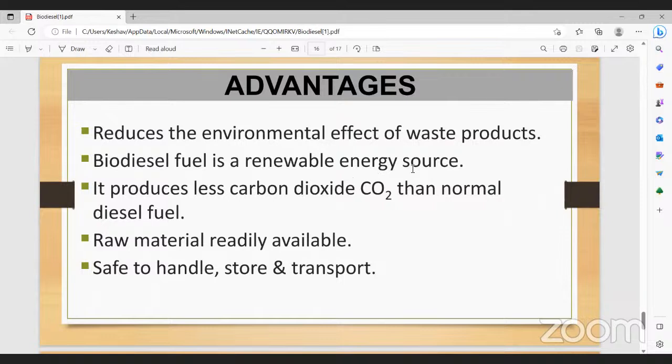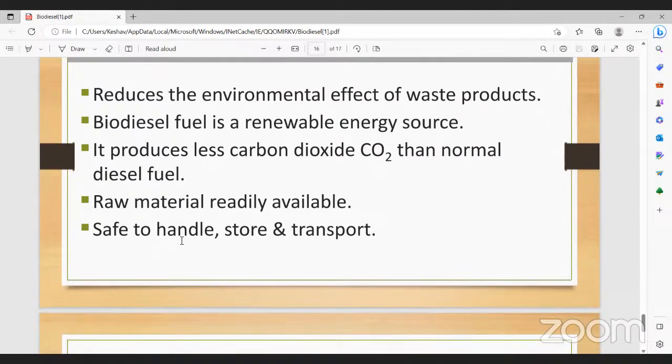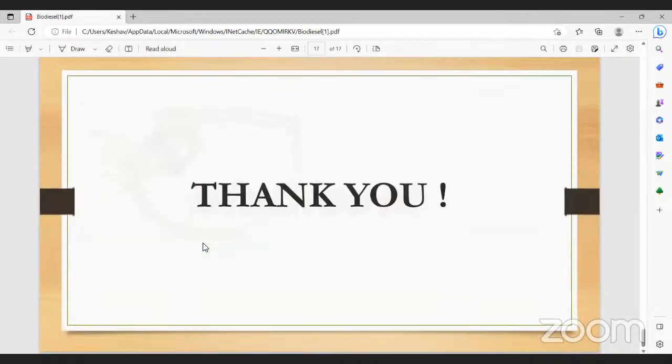Biodiesel fuel is a renewable energy source. It produces less carbon dioxide than normal diesel fuel. The raw material will be readily available. It will be safe to handle, store, and can be transported very easily. Thank you, ma'am.